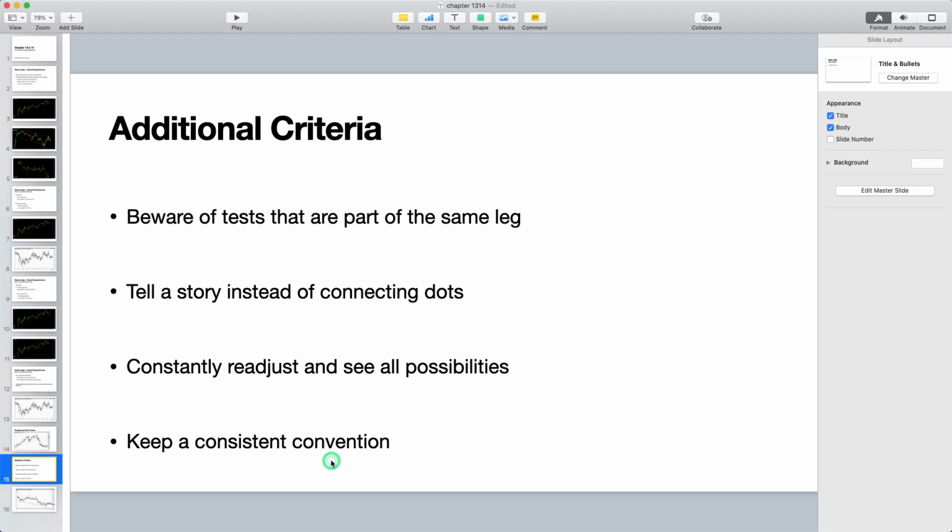So that's it for chapter 13 and 14. Chapter 15 is much longer. It has the bulk of information about channels. So I go into a lot more detail about how to trade channels.